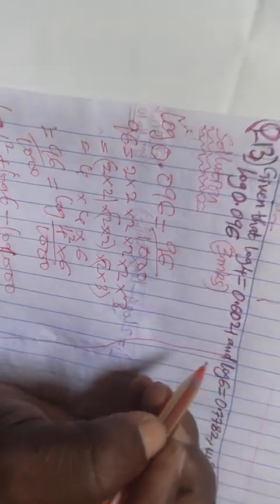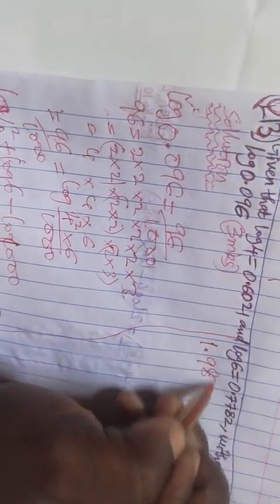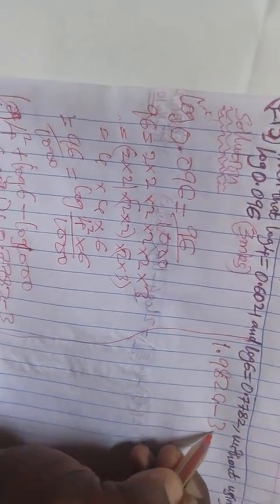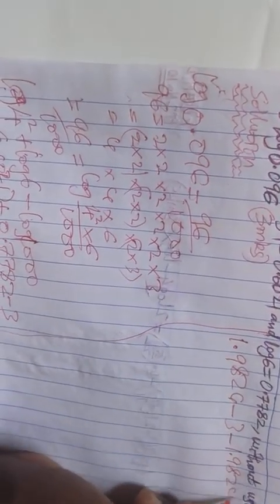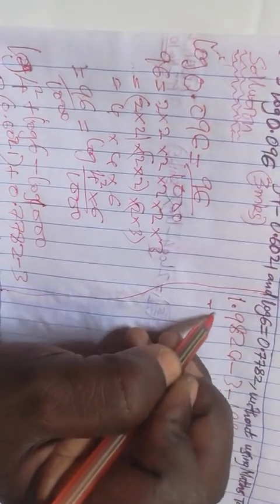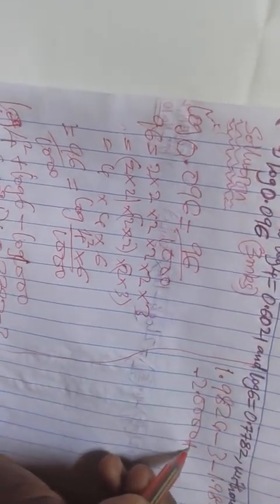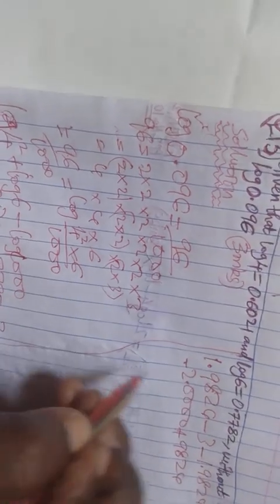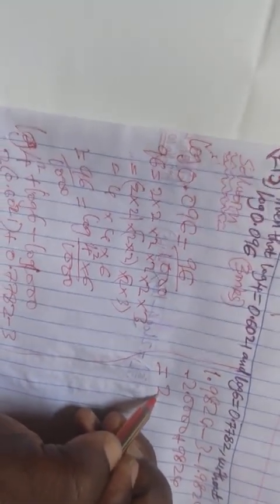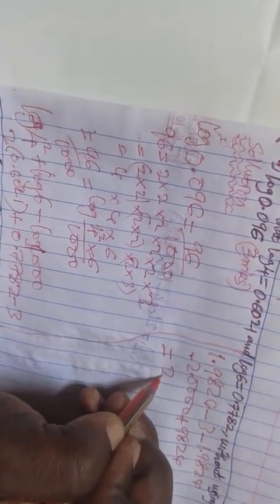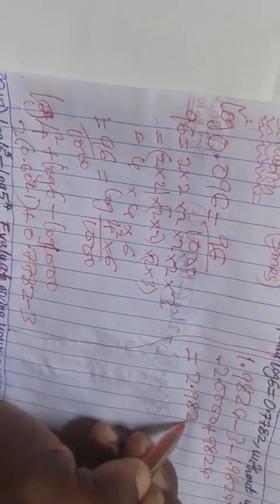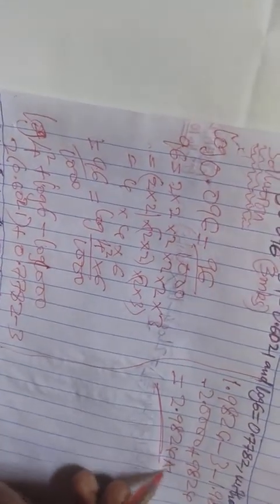Hence, for this case, 1.9824 minus 3. This will give us negative 2.000 plus 9824. This will give us negative 2.9824. This is our answer.